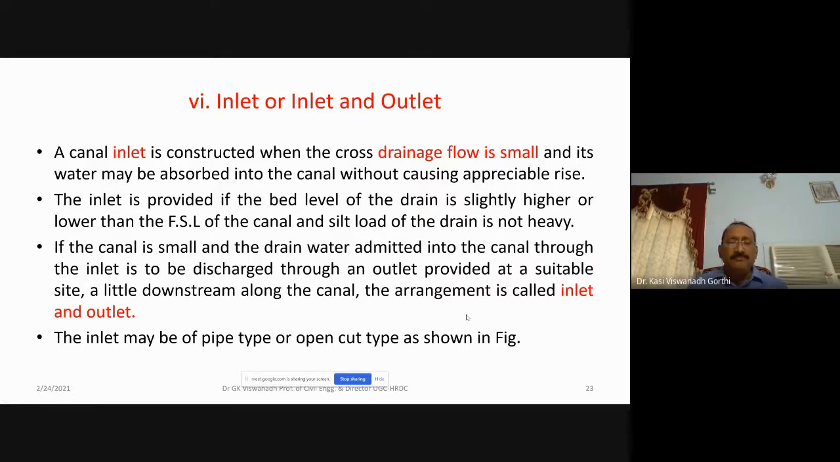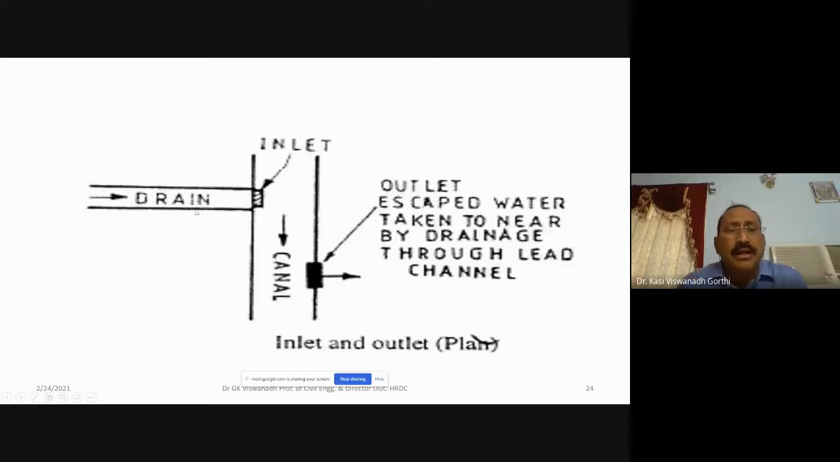So the inlet may be a pipe, or even, as you can see in this figure, any other arrangement. So you have an inlet. This is a drainage or a small stream, and this is the main canal flowing. The discharge flowing through this canal is appreciably high as compared to the discharge of the river or the stream. In such a case, simply provide a small inlet like a pipe and join it to this canal.